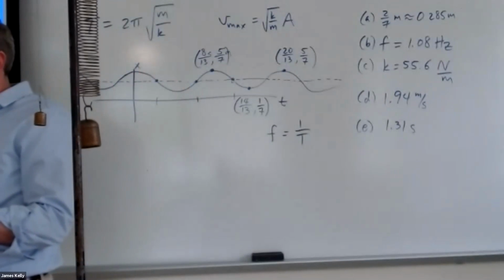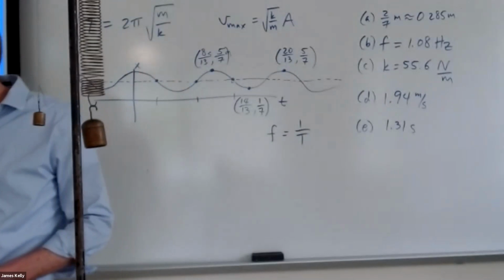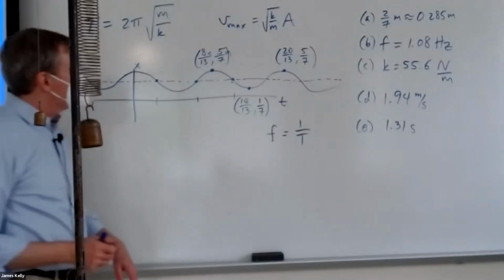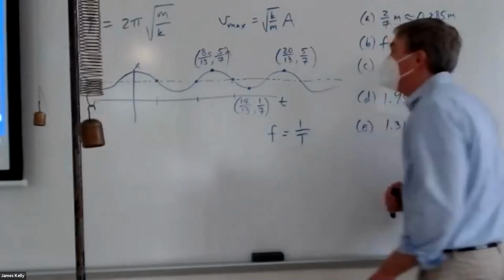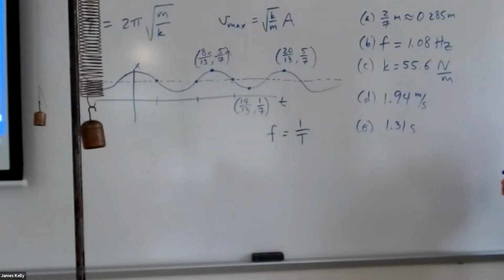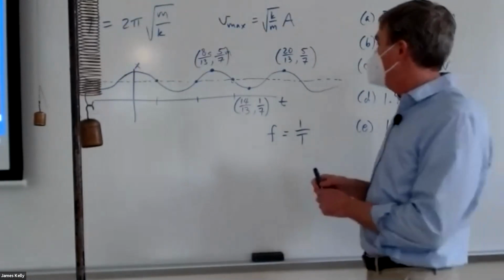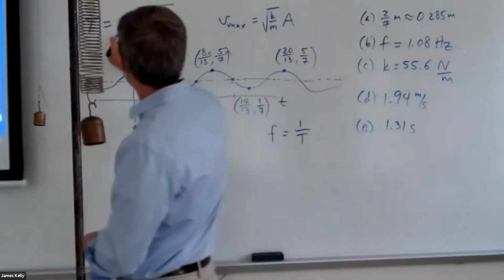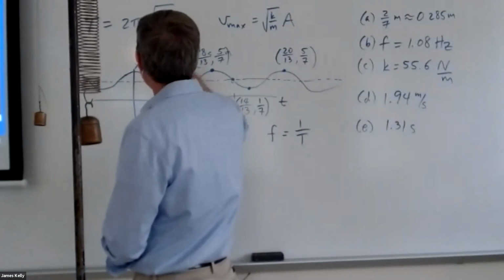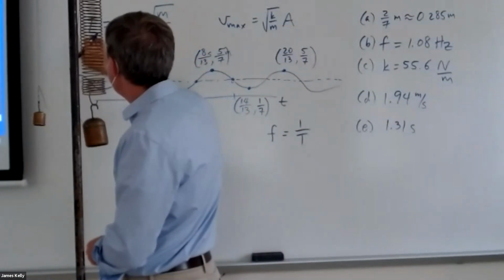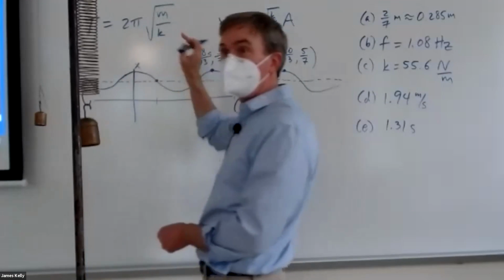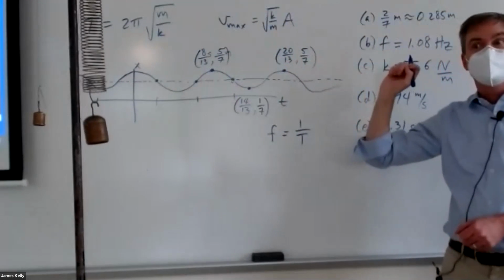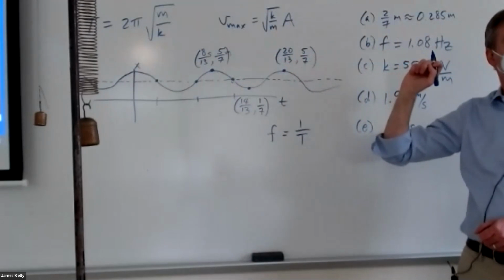C, what's the spring constant of the spring? That's probably most easily gotten from the period, right? We said the period is 2 pi times root m over k. I'm given m, we just read the period off of there, and so I'm going to solve this equation for k. Anybody want to see the details on that one?